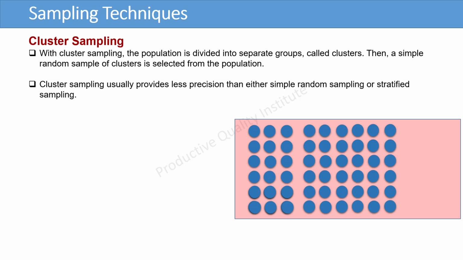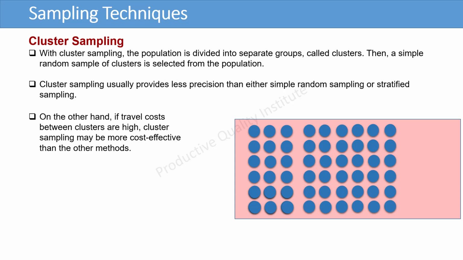With cluster sampling, the population is divided into separate groups, called clusters. Then, a simple random sample of clusters is selected from the population. Cluster sampling usually provides less precision than either simple random sampling or stratified sampling. On the other hand, if travel costs between clusters are high, cluster sampling may be more cost-effective than the other methods.